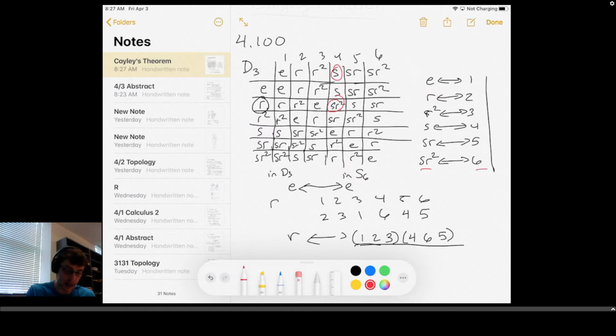And then I would look at 6 next, right? 6 is SR squared. It goes to SR, which is 5. So 6 goes to 5, and then lastly, SR goes to S, and so 5 goes back to 4. Does that make sense?